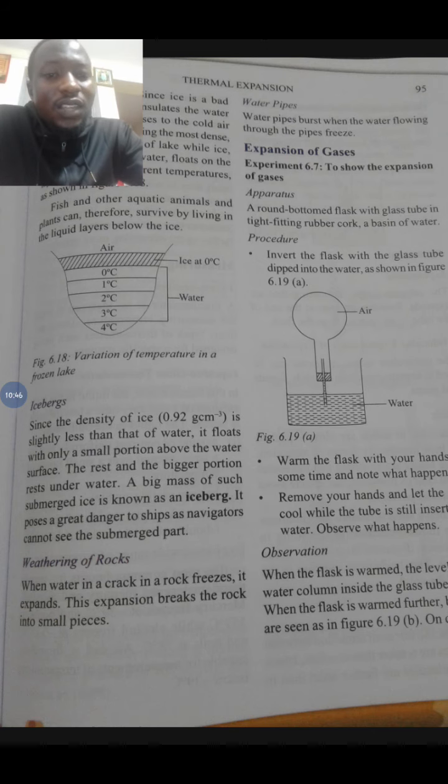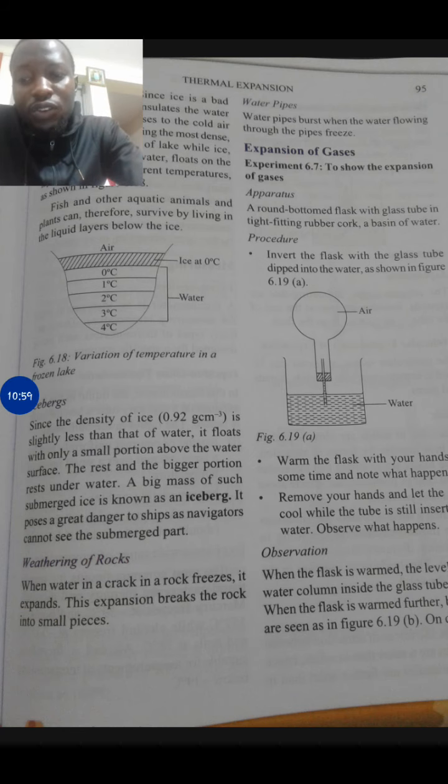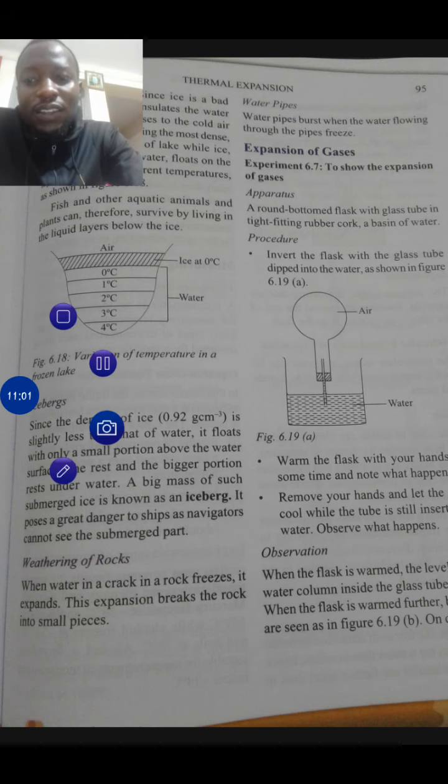So that is what we can say about the expansion and contraction of liquids. In the next lesson we shall discuss expansion and contraction of gases, because gases also, just like any other state of matter, expand when heated and contract when cooled.